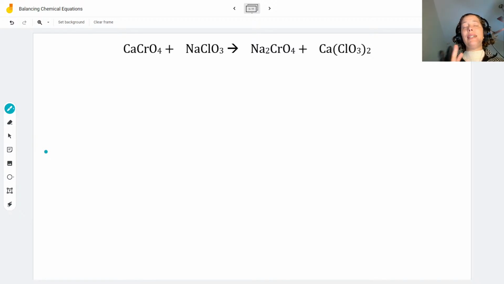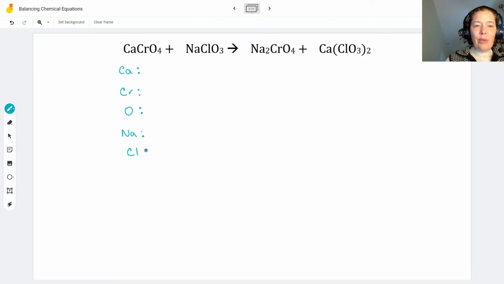But let's just list out our atoms here. So we've got a lot, which is why I gave myself one whole page. We've got calcium, we've got chromium, we have oxygen. Again, oxygen's in all 4 of our molecules here. So we're going to have to be really careful with oxygen and counting those up right. We also have sodium and chlorine. And then, of course, oxygen's already taken care of here.